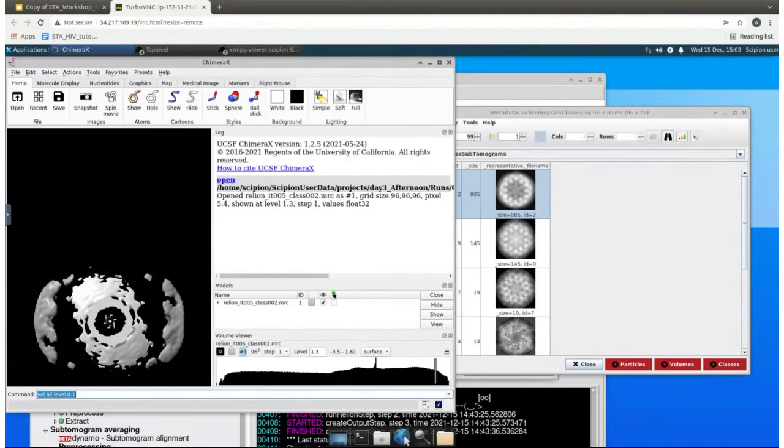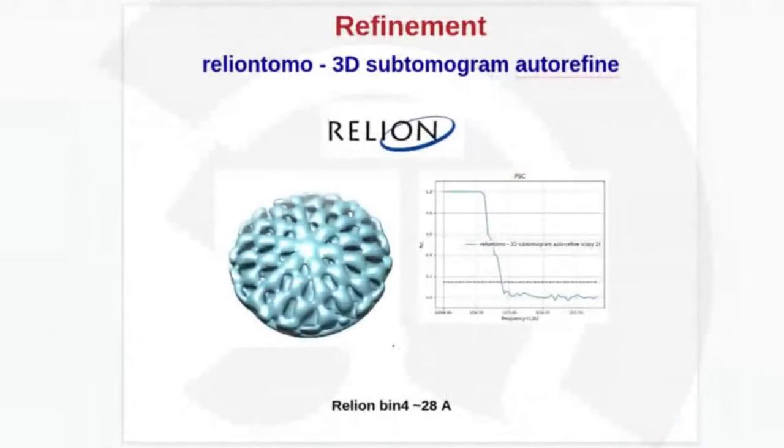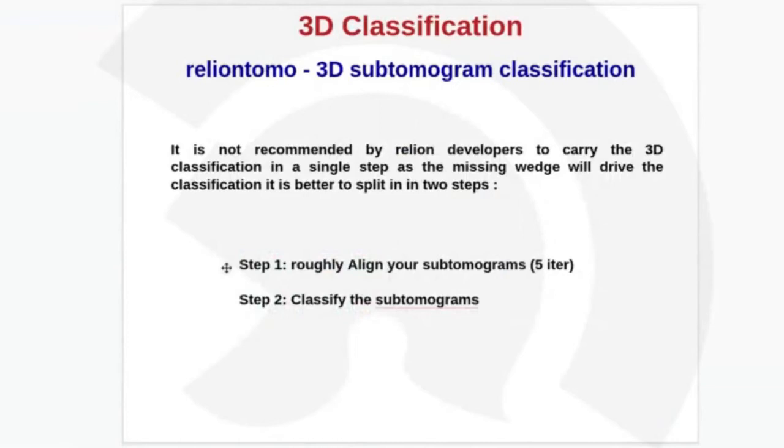So if you remember, in the classification there were two steps. The first step was an alignment of five iterations that took us a while. It was before the pause, and we made five iterations, and we end up with an average volume.